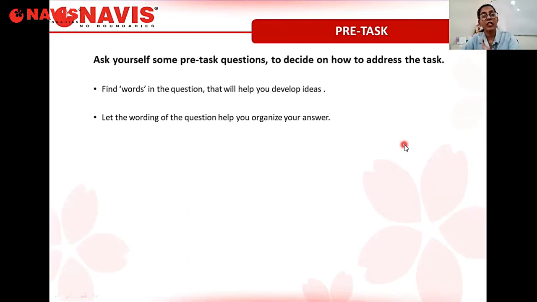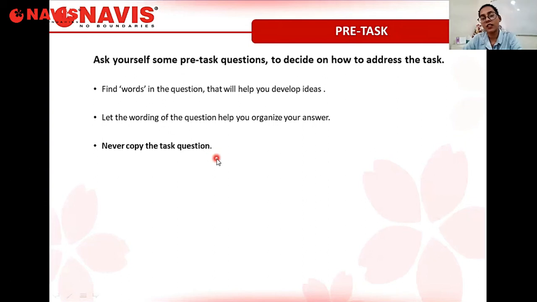So once you find the keywords, what will happen is you will immediately brainstorm or write down all the points related to that particular topic. Once you write this, you will have a proper organization of the essay. So remember to find the keywords.